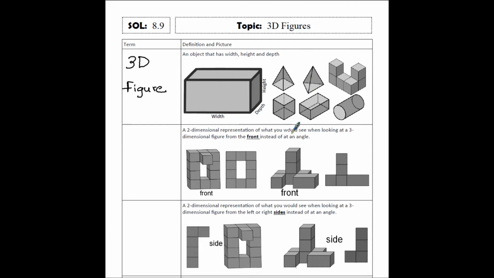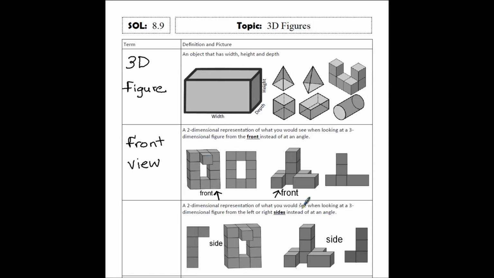The front view is a 2-dimensional representation of what you would see when looking at a 3-dimensional figure from the front instead of at an angle. I'm looking at this kind of at an angle and it looks like it's popping off the page at me. If I look at it just from the front, I see the 2 bottom blocks, the 2 blocks on the top, and the 1 long block on the right. So this is the front view of that 3-dimensional figure, and that's normally the first thing you see.